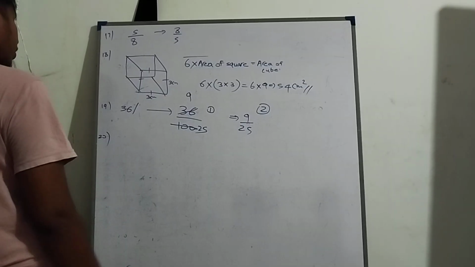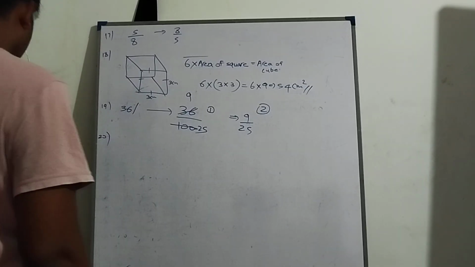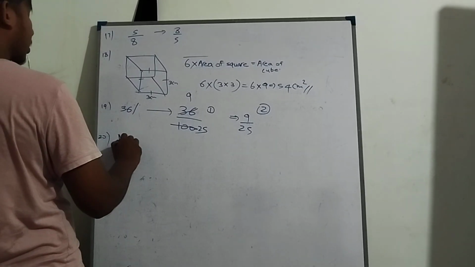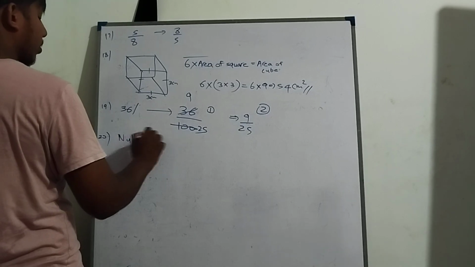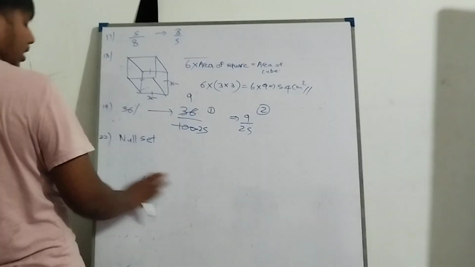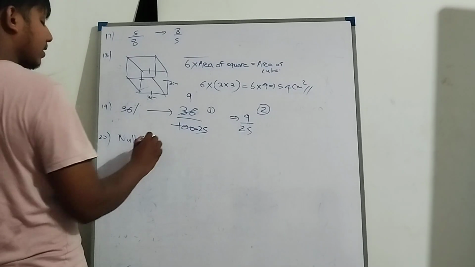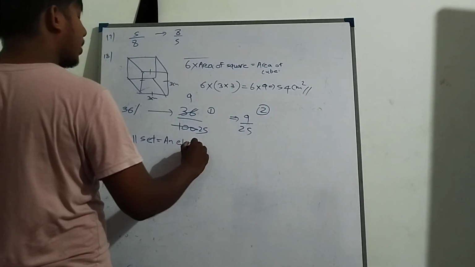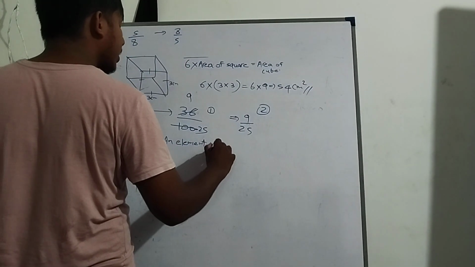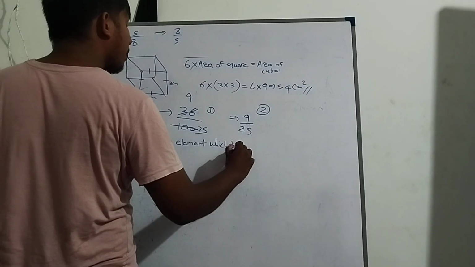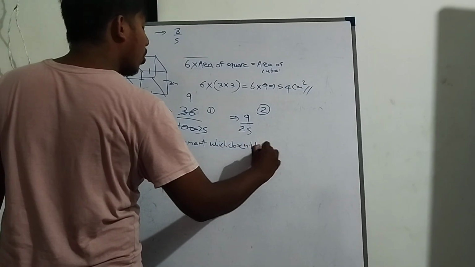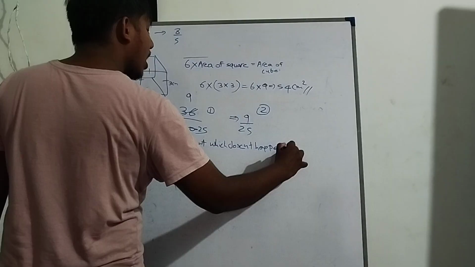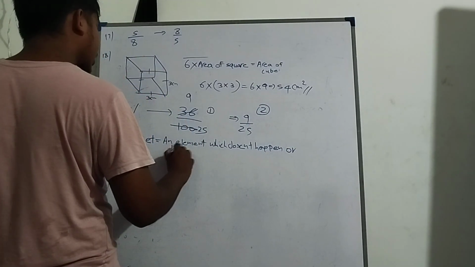Write an example for a null set. Example for a null set. What is a null set, students? Okay. A null set is an element which doesn't happen, an element which does not exist.